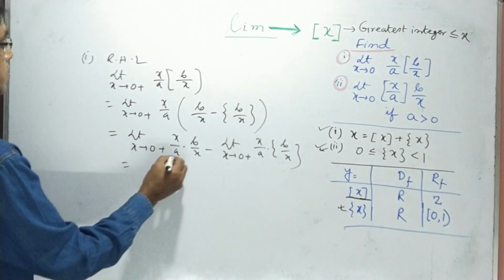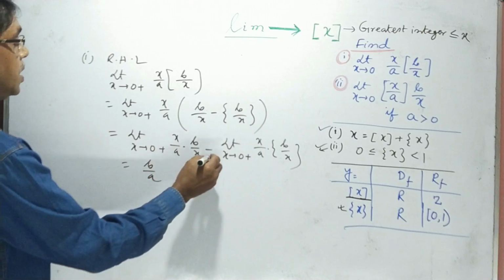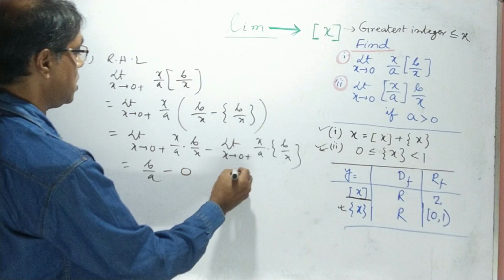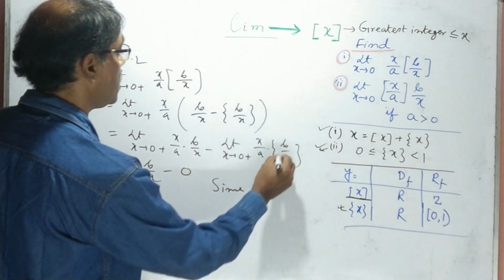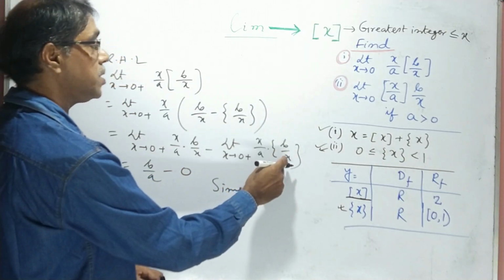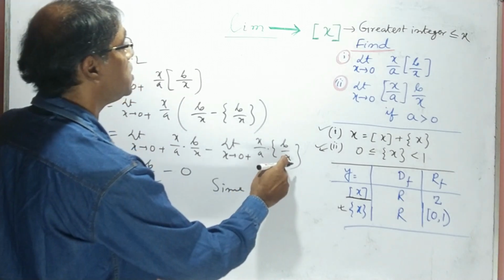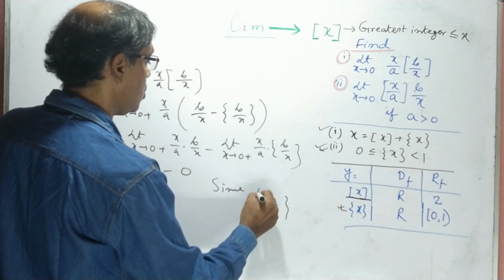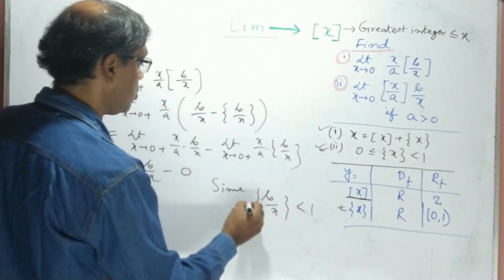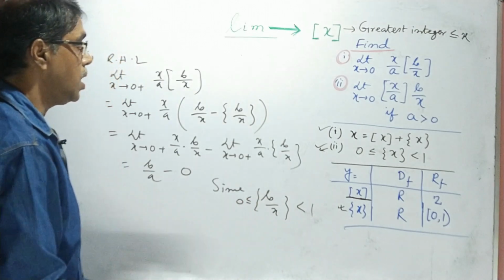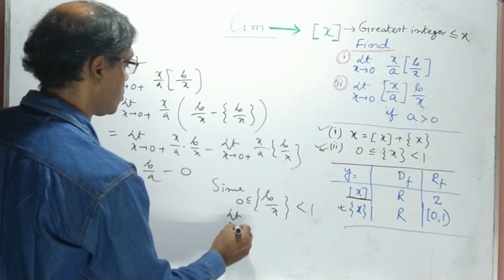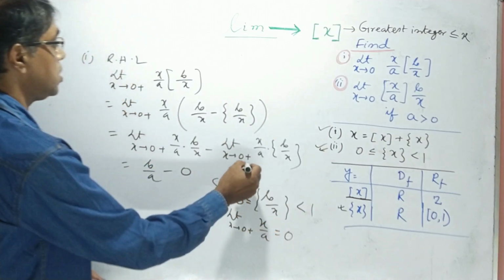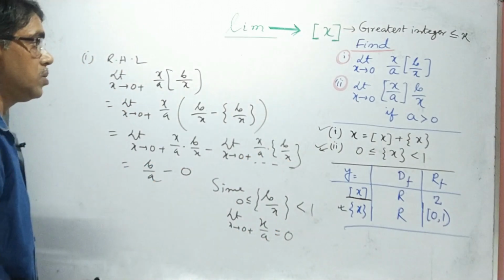This is also b by a, minus 0, since the fractional part of any number b by x is always bounded, lying between 1 and 0, and limit x tends to 0 plus of x by a equals 0, so this value is 0.